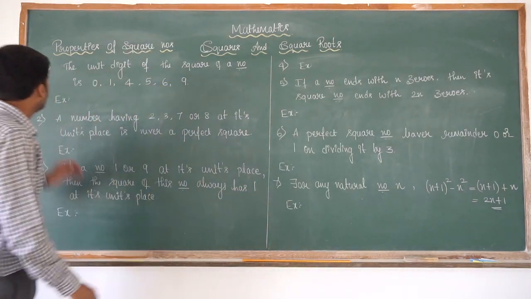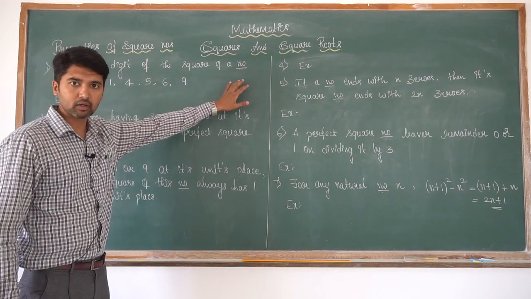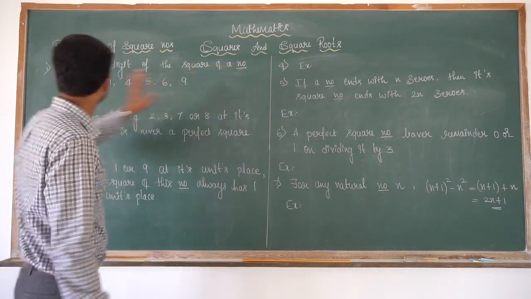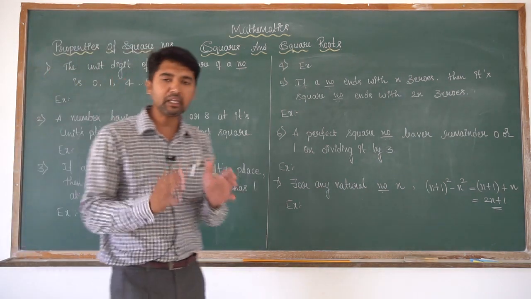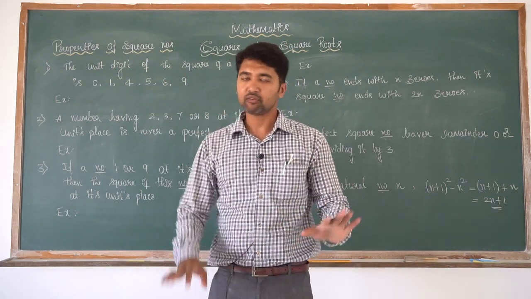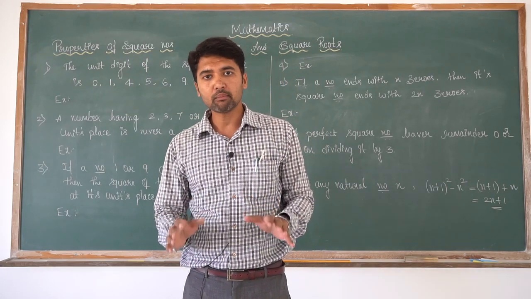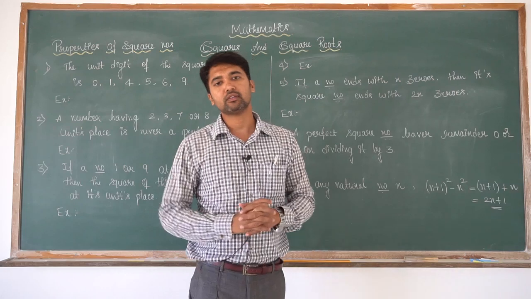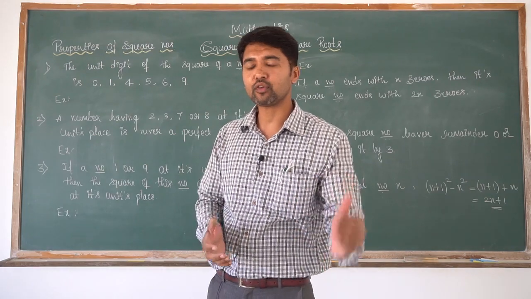Dear students, the unit digit of the square of a number is 0, 1, 4, 5, 6 or 9. What do you mean by this statement? Whatever square numbers there are, we have infinite square numbers, isn't it? Since there is no end to numbers, there is no end to square numbers also. So take all the square numbers and check the unit digits of all those square numbers.